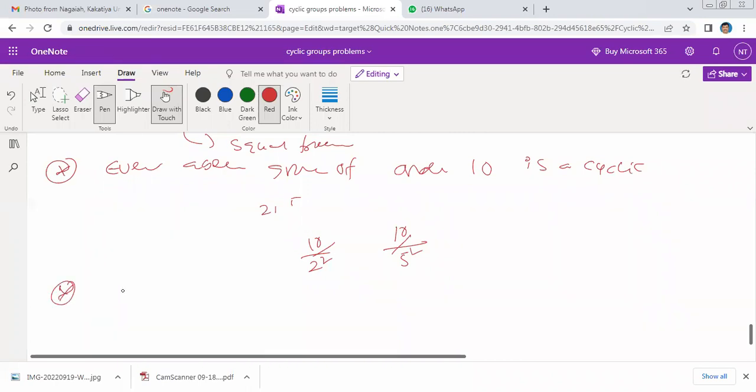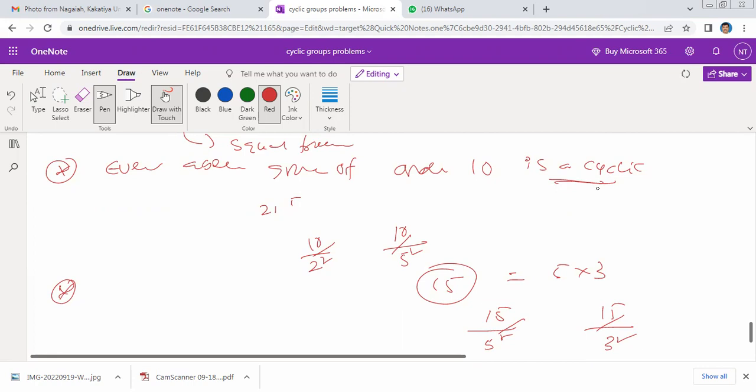15 అండి. If a group of order 15, yeah, 15 తీసుకున్నాను అనుకోండి. 15 అంటే ఏమవుతుంది? 5 into 3. So 15 is not divisible by 5 square and not divisible by 3 square. కాబట్టి 15 is a square free element. Therefore, an abelian group of order 15 is cyclic.